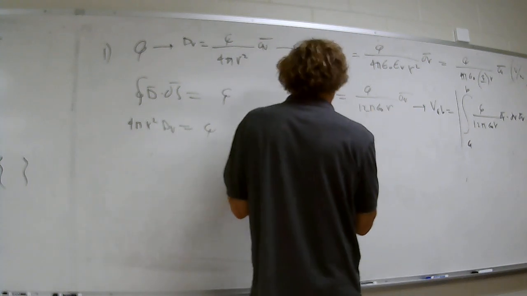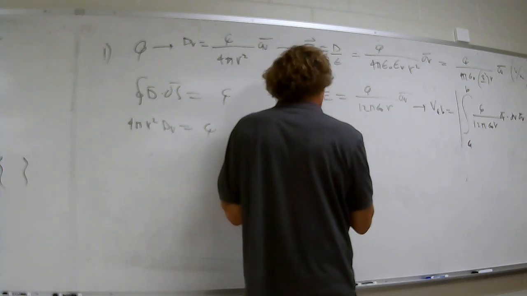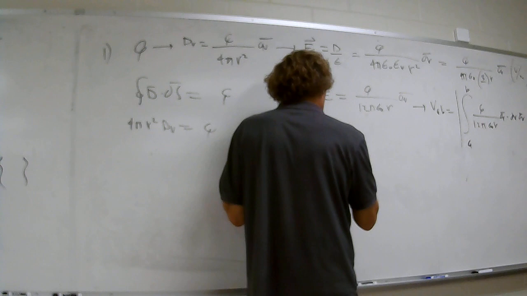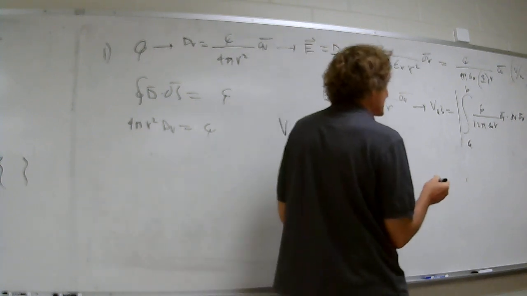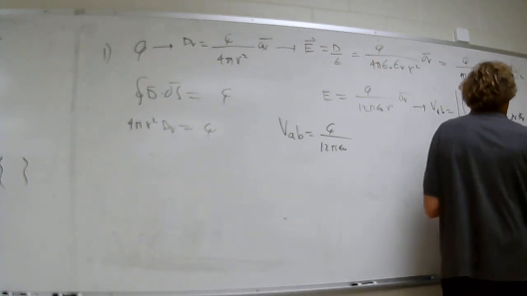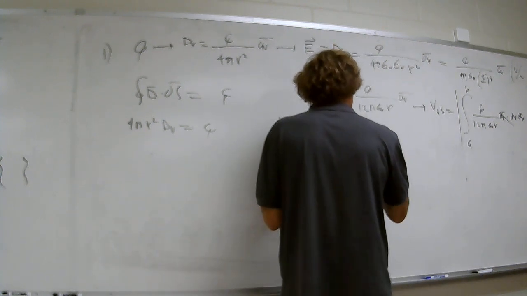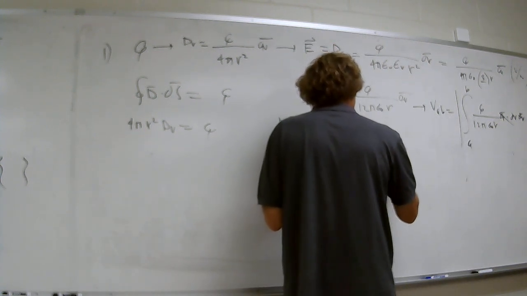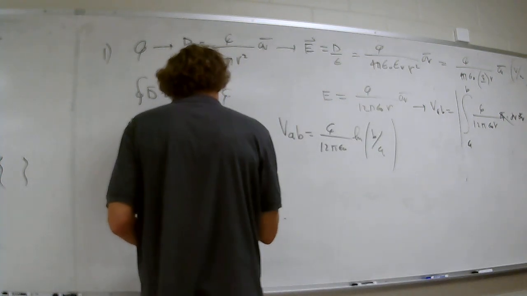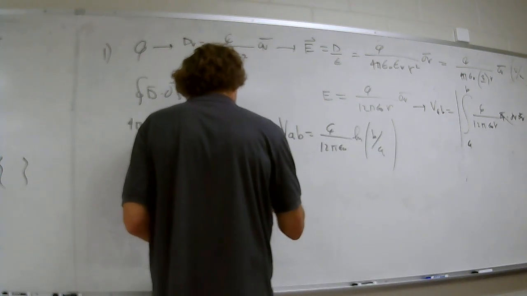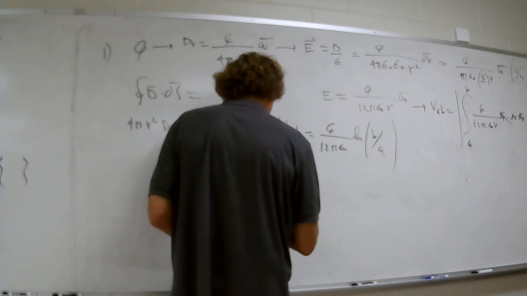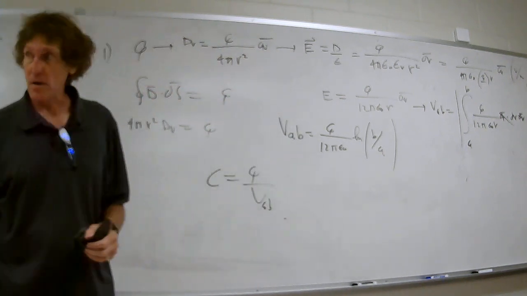Well, I'm going to have a Q. I'm going to have 12 pi epsilon naught. And then I have a_R dot a_R is 1. And I integrate 1 over R, I get natural log, evaluated between B and A, natural log of B over A. And you can see, therefore, the capacitance is Q over V, right? VAB in this case. You all agree with that?